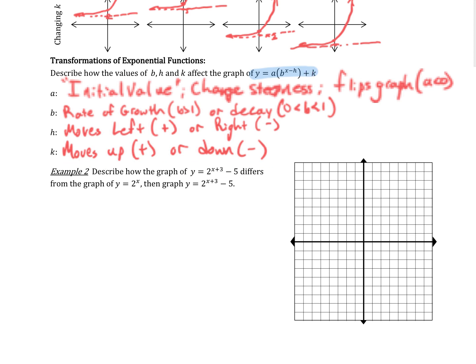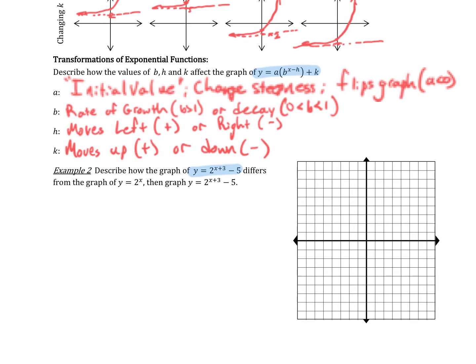So now let's see how that applies to this graph here. We want to graph y equals 2 to the x plus 3, minus 5. So first we want to figure out how it differs from the graph of y equals 2 to the x. We kind of know what that graph looks like, maybe a little steeper than that. Something like that. So we know this graph will move that plus 3, that's in the H spot.